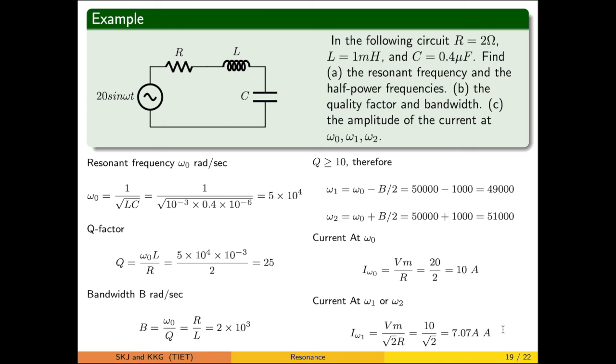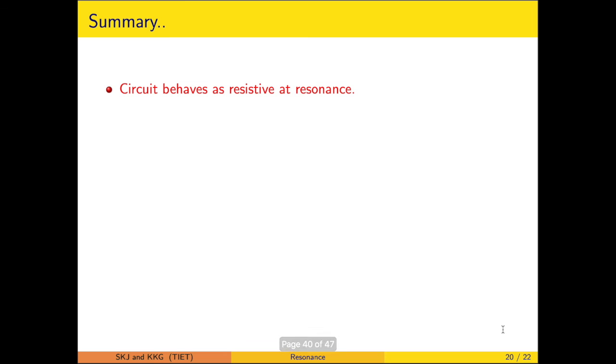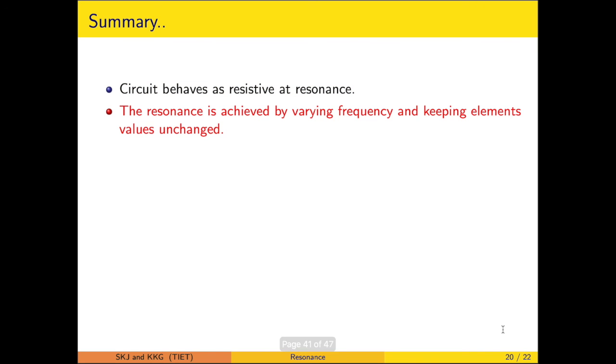On this we can make some summary points. Whether the circuit is of series nature or parallel nature, it behaves as resistive under resonance. Resonance is a condition achieved when the frequency is varied, whereas the element values are kept unchanged. This is important because the behavior of the circuit is resistive, or you can say it maintains unity power factor, but this is different from power factor correction, which we will be discussing in the next class.